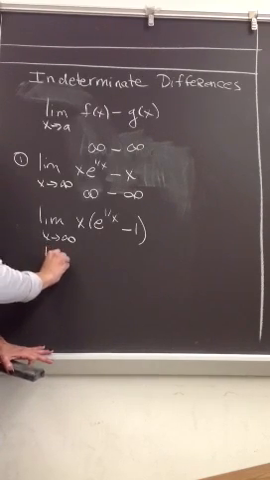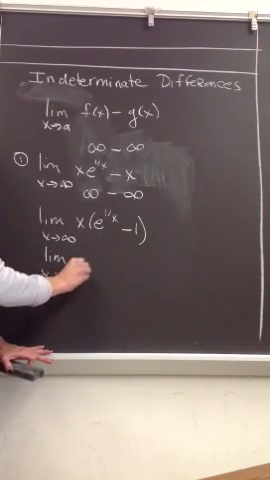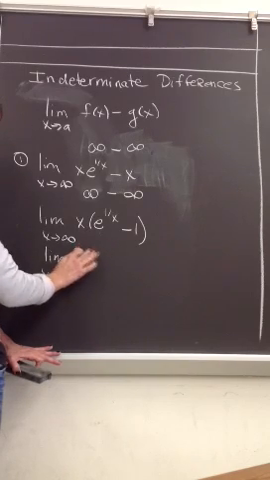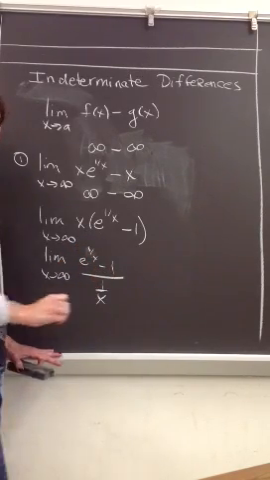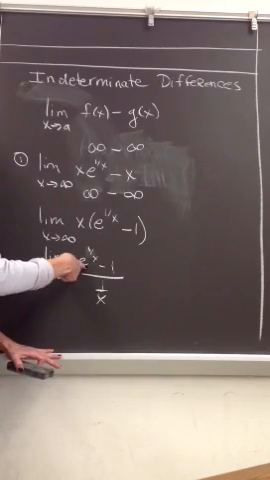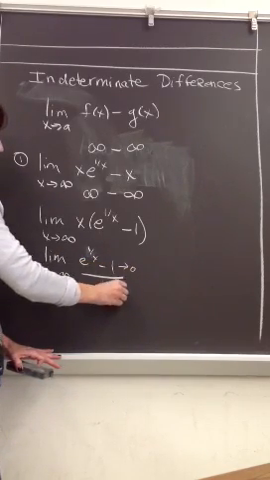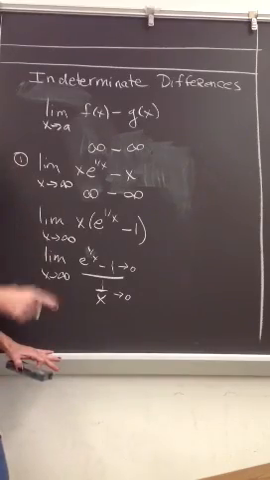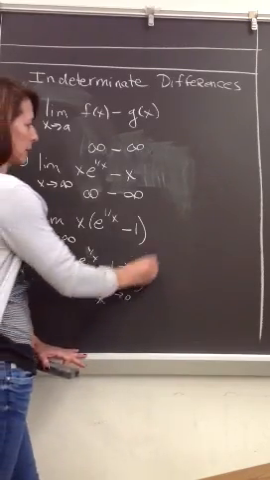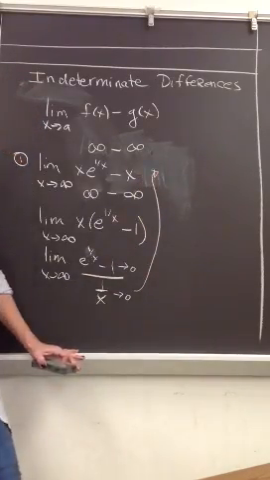So I can write this as the limit as x goes to infinity of e to the 1 over x minus 1, over 1 over x. This top goes to 0 and this bottom goes to 0. So now I have an indeterminate quotient, which means I can apply L'Hopital's rule. So let's come up here and see if we can apply that.